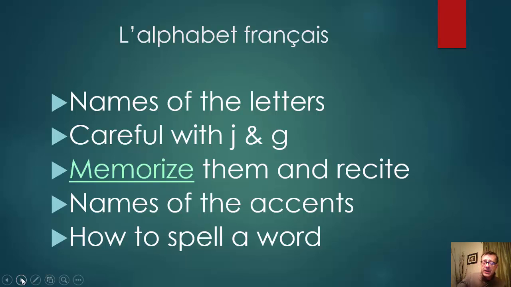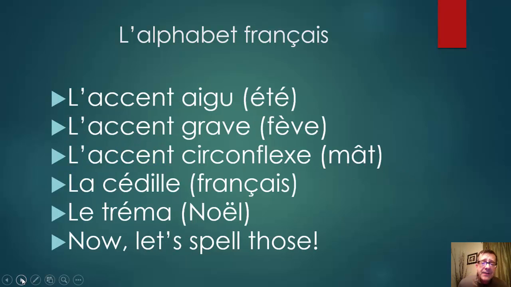All right, and we'll look at how to spell a word in just a second. So these are the five accents in French. The first one is called l'accent aigu. Right there, there's a word with two of them in it, right? So you know how to say that word? Été, été. So if you have a final E that has an accent mark on it like that, you do have to pronounce that E, right? So été, there you go. L'accent aigu is été.